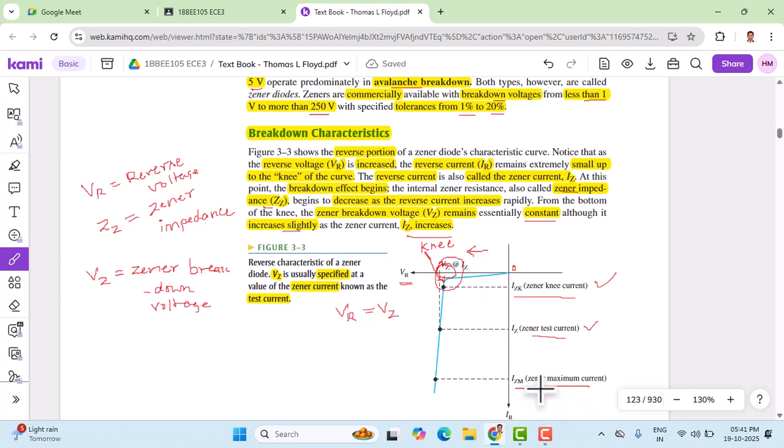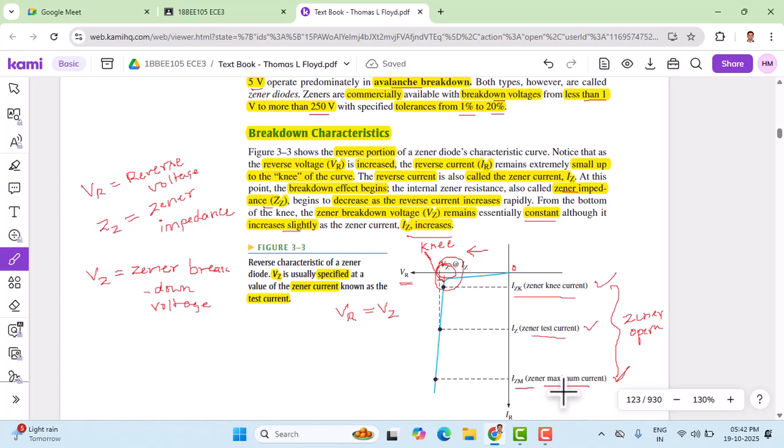Above this, we are going to lose the device because it is not safe to operate beyond IZM. IZM is called the Zener maximum current. So there are three levels here one needs to observe. Below IZK, no Zener operation, as you can see here. Between IZK and IZM, we can use the Zener operation to the maximum extent. Above IZM, we are going to lose the device beyond the IZM current.